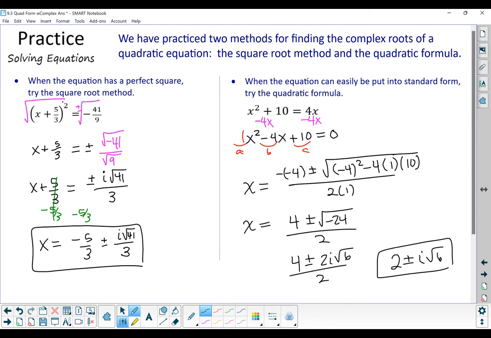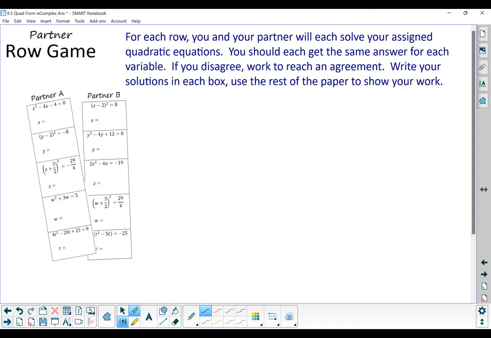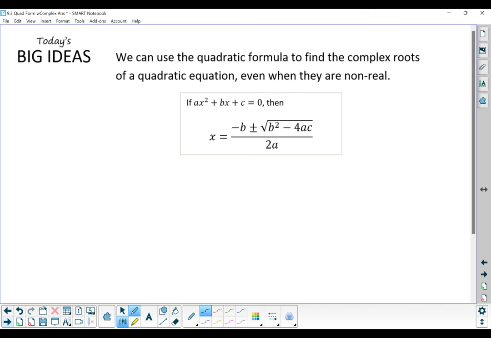So just make sure that you're feeling comfortable with both of these methods. That's our main thing for today, to get you used to the quadratic formula with non-real answers, and then don't forget the square root method.